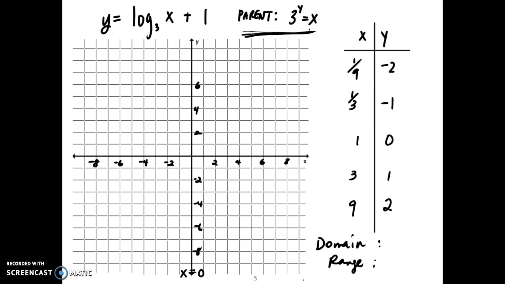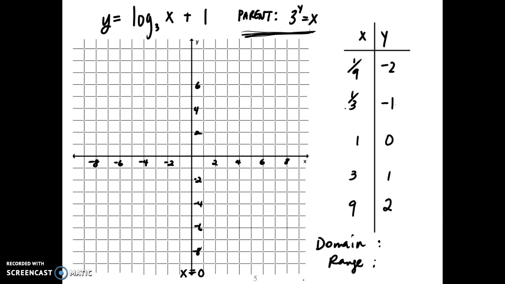And so then we place -2, -1, 0, 1, 2 in the y column, and then I evaluate those using the parent function, and I come up with the x values, which are 1/9, 1/3, 1, 3, 9. And the reason I do this in this order is because this is a log function, which is the inverse to an exponential function, and so the y and the x values switch.